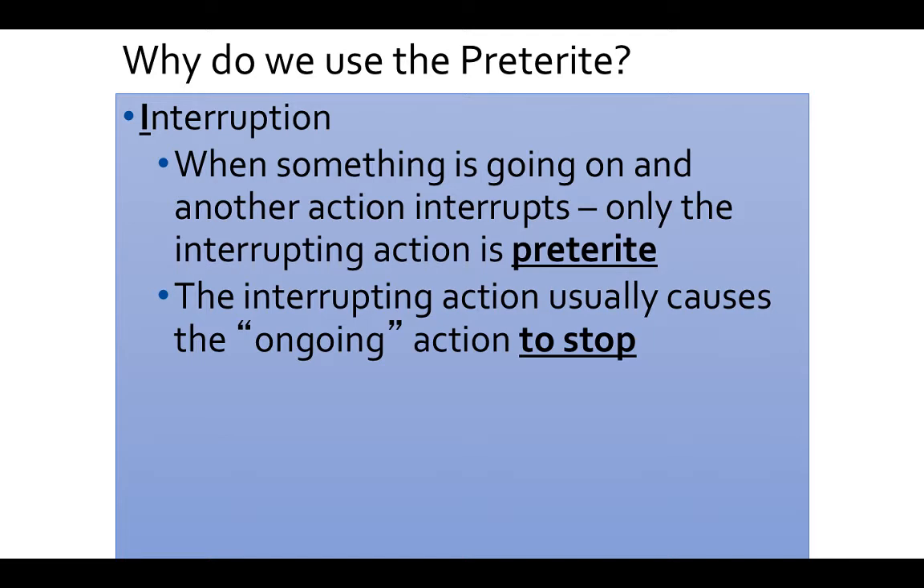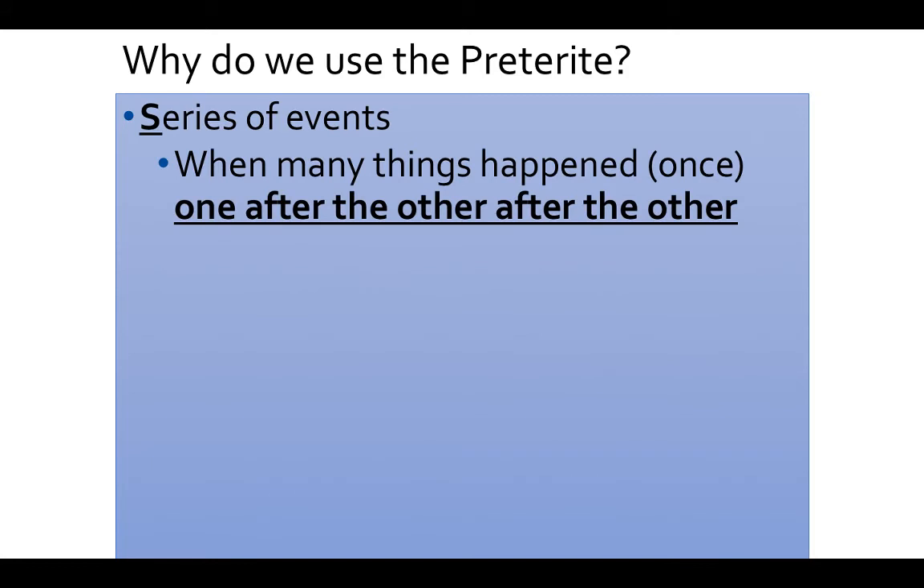The killer's attacking her interrupts that ongoing action of the walking. So your preterite is usually the action that does the interrupting. Okay, the killer snatched her. She was abducted. Those things are one-time events, and they're interrupting. So again, the preterite, BOIST: beginning or ending of events, one-time events, interruptions.